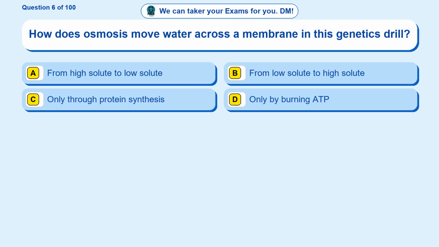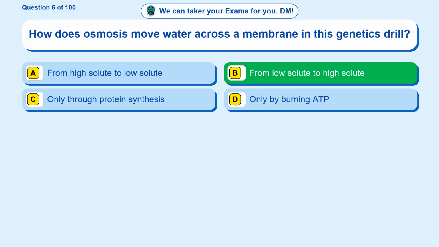Question 6. How does osmosis move water across a membrane in this genetics drill? Option A, from high solute to low solute. Option B, from low solute to high solute. Option C, only through protein synthesis. Option D, only by burning ATP. The correct answer is option B, from low solute to high solute.